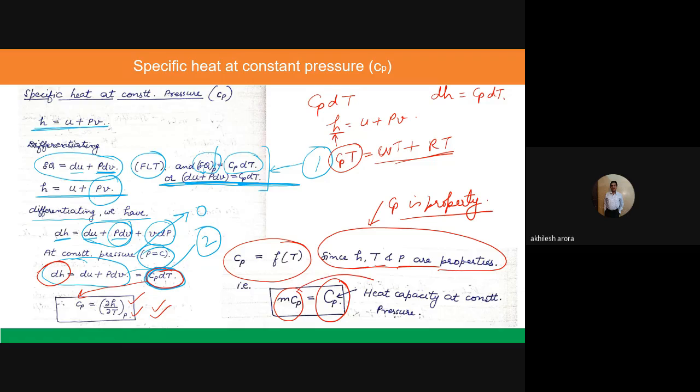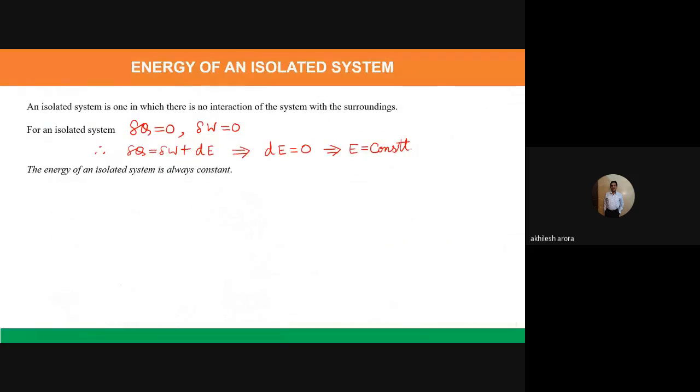So this is the heat capacity at constant pressure, and we have discussed the heat capacity at constant volume also. Now let us talk about the energy of an isolated system. You know about the isolated system. An isolated system is one in which there is no interaction of the system with the surroundings. So that means the values of heat transfer Q and work transfer W are equal to zero. This is zero actually. And this is the first law of thermodynamics.